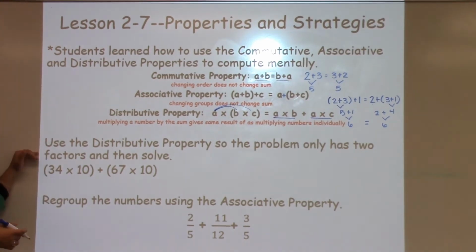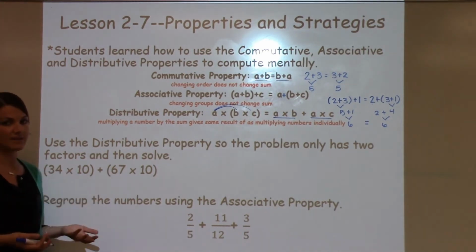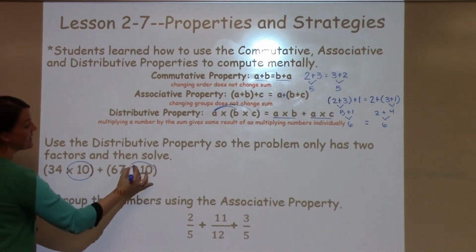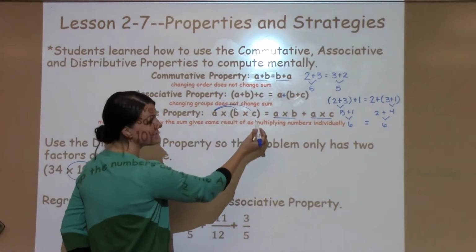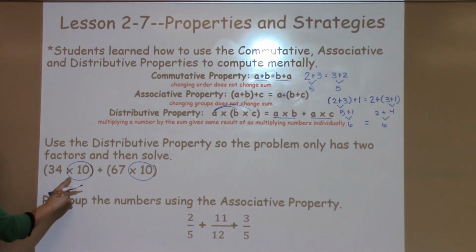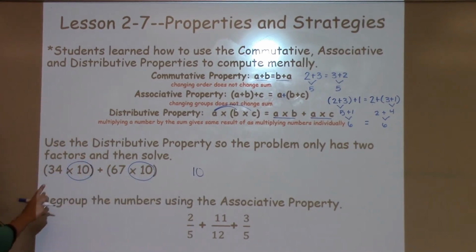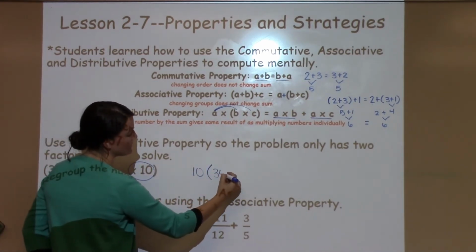So the first one says, use the distributive property so the problem only has 2 factors and then solve. Here we see that this problem looks kind of cumbersome. It looks like a lot of steps, but they both have times 10 in common. With the distributive property, I can distribute numbers to the inside, or I can also pull them out of the parentheses to help solve a problem. So in this case, I'm going to pull the 10 outside of the parentheses, and then I'm just going to put what is left. I've got a 34, an addition, and a 67. So I'm going to put that inside the parentheses.